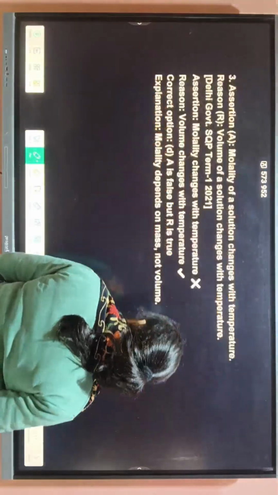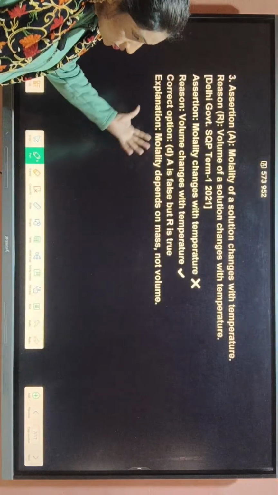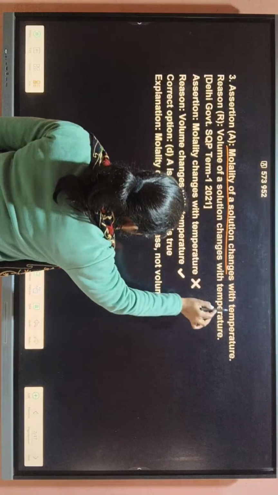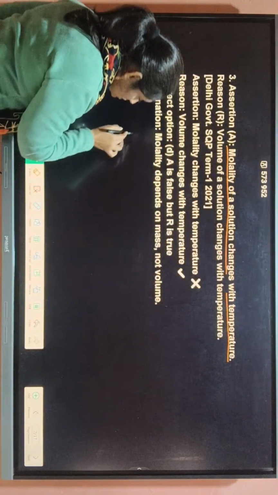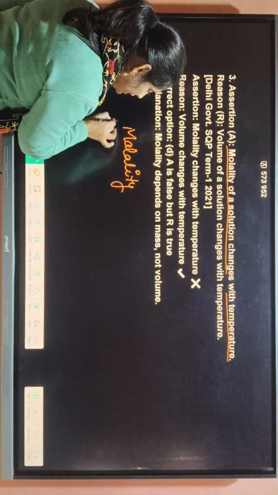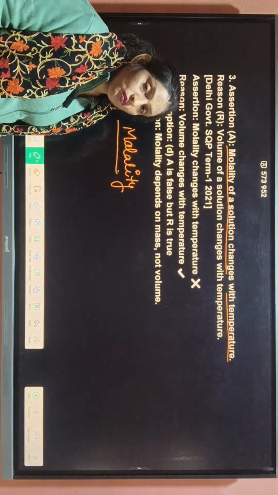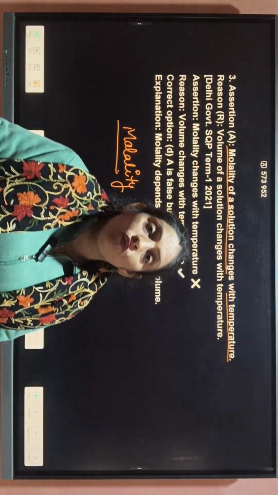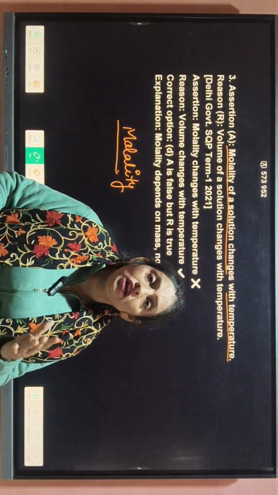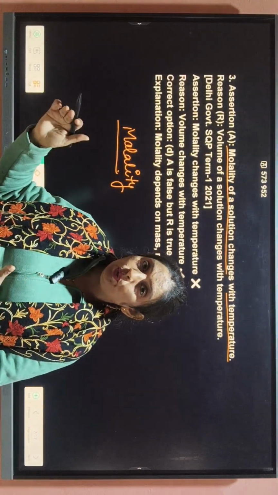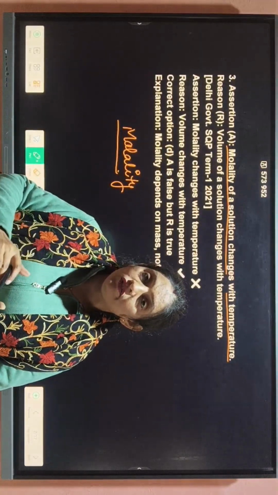Now students, our next question is also based on assertion and reason. Assertion is molality of a solution changes with temperature. Students, now it is molality. That was molarity, this is molality. What do you mean by molality? Molality means how many moles are present in 1 kg of solvent. In molarity, how many moles are present in 1 liter of the solution. And molality, how many moles of solute are present in 1 kg of the solvent.